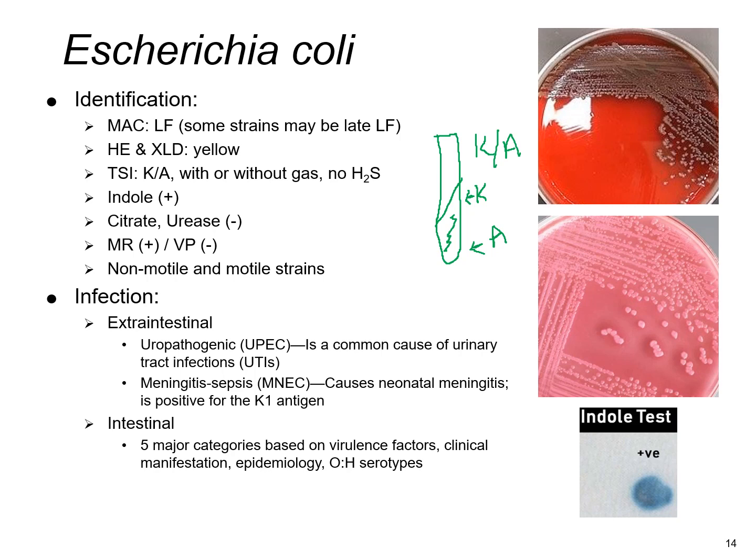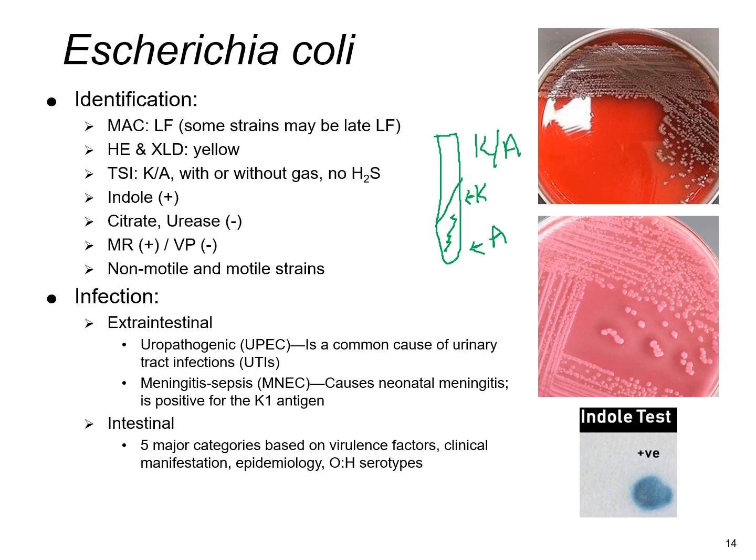These organisms are indole positive, citrate and urease negative, MR positive, and you do have motile and non-motile strains with this organism. So again, these organisms produce an extraintestinal as well as an intestinal type of infection. With your extraintestinal pathogens, you are looking at something like a uropathogenic type of infection, which is a common cause of urinary tract infections. And just because of the anatomy, you do see E. coli a lot with urinary tract infections, and the fact that E. coli is part of your normal GI flora.